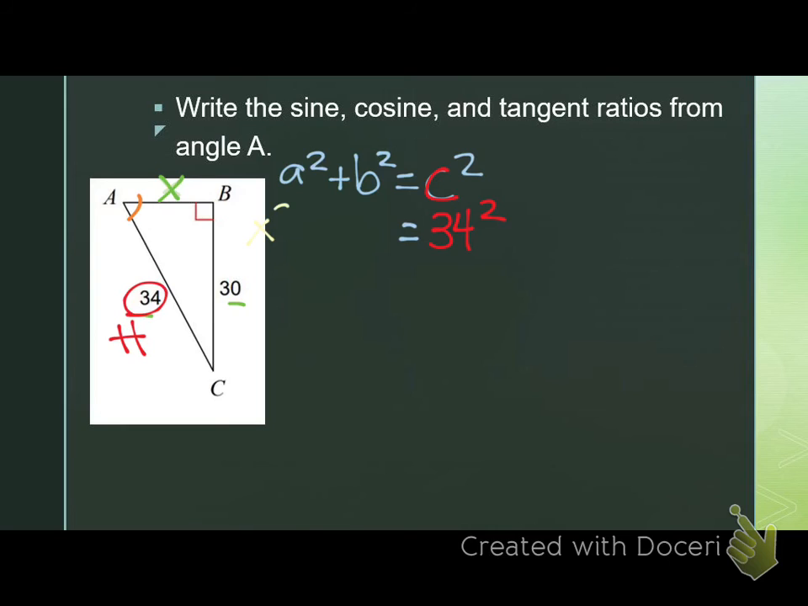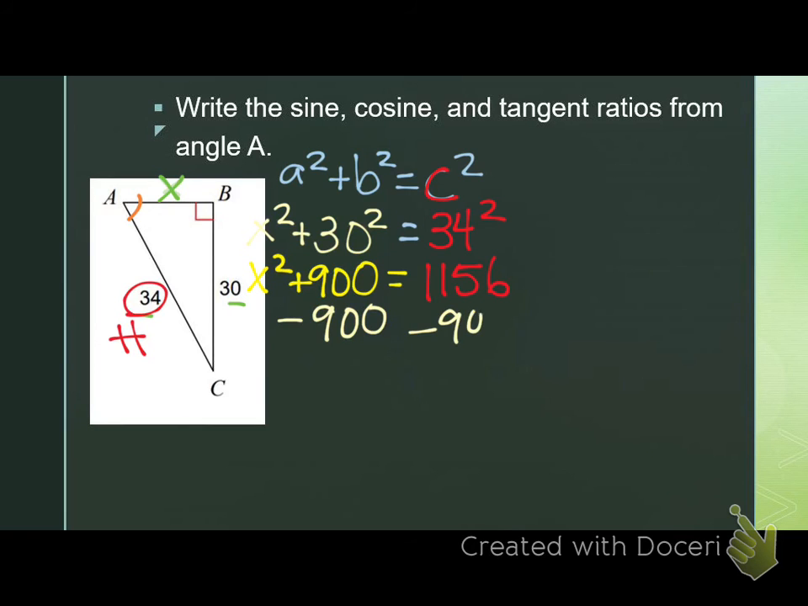So that means x squared plus 30 squared, so x squared plus 900, equals 34 squared. What is 34 squared? 1,156. He beat you to that one. Subtract 900. Did you do that in your head? Yes. Why? 1156 minus 900 is 256.